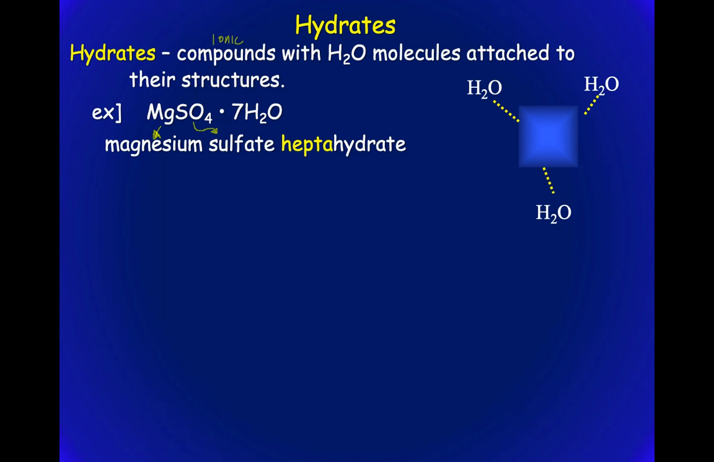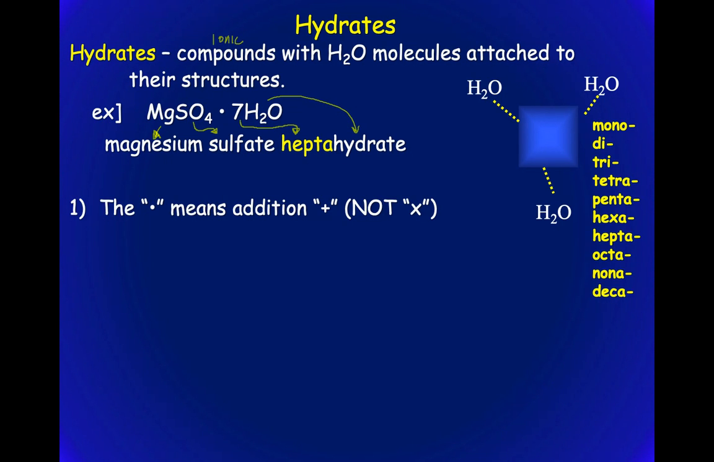What we do is we put a dot here, and this dot stands for the fact that this is added to magnesium sulfate. So that dot is attached. Then we have a name for the seven. We'll call it a prefix hepta, which means seven, and the water molecule has the name hydrate. So we would call this magnesium sulfate heptahydrate, which means magnesium sulfate with seven water molecules attached to it.